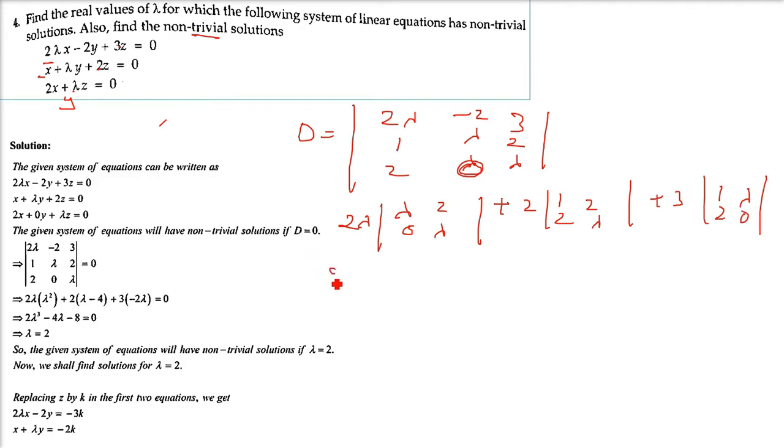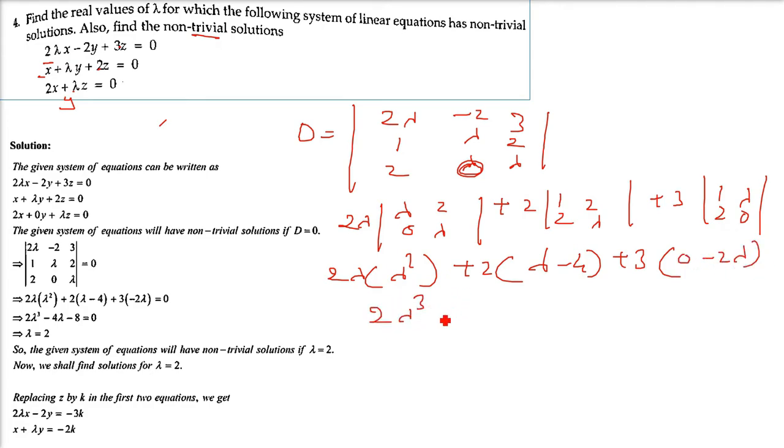Okay, so 2 lambda square minus 2 into 0 is 0. I am leaving it. Plus 2 lambda minus 4 it will be, plus 3 into 0 is 0 minus 2 lambda. So it will be 2 lambda cube, and this is going to be 2 lambda minus 8 plus negative 6 lambda. So 6 lambda minus 6 lambda and 2 lambda will be negative 4 lambda. Minus 4 lambda minus 8 equals 0.